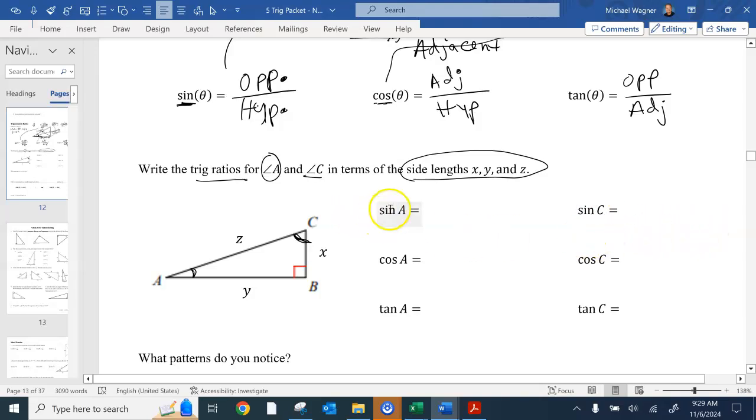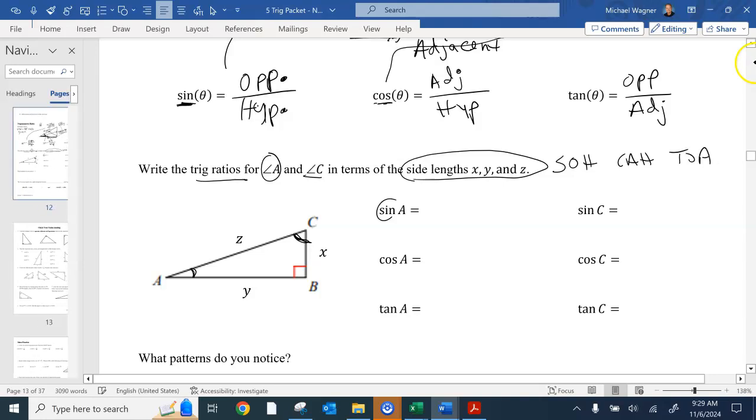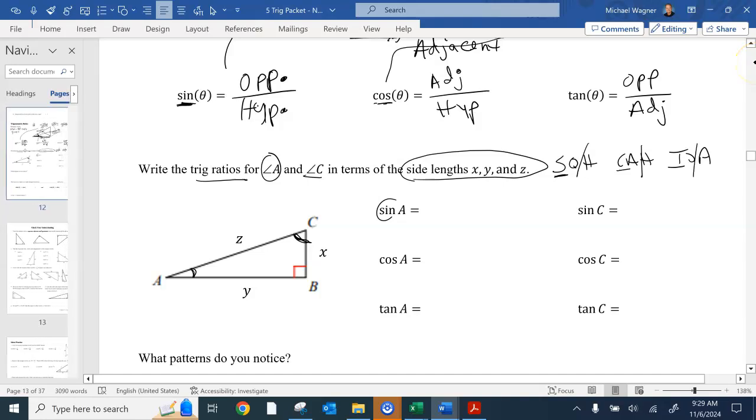What is sine A? We know that sine is opposite. Write it out; I'm going to write it right here. SOHCAHTOA: sine means O over H, cosine means A over H, and tangent means O over A. So I'm going to get opposite over H, but we're doing sine of angle A. That's this one, so let's start with that.